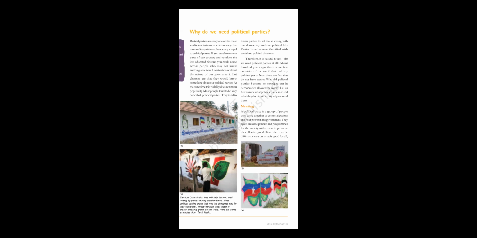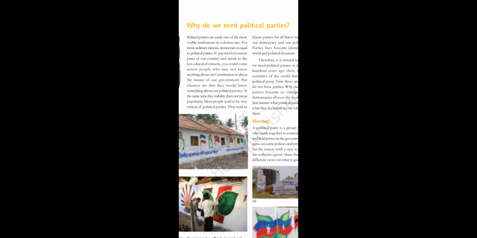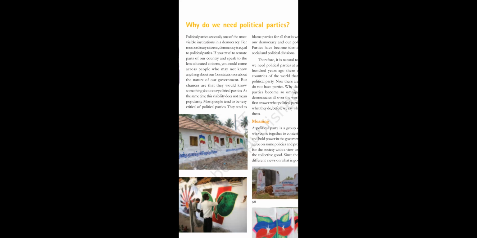Now, in today's times, as you know, elections are going to be conducted for the legislative assemblies in 5 states, and Punjab and Uttar Pradesh are already geared up for the elections. So political parties are easily one of the most visible institutions in a democracy.